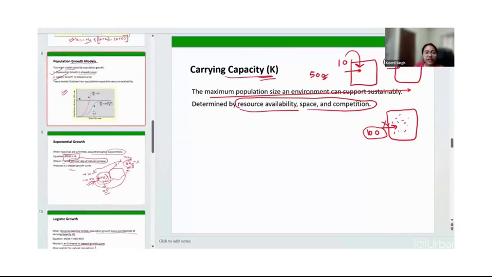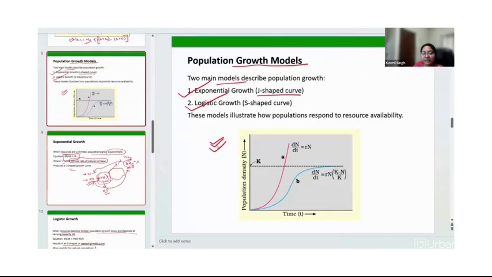Let's come back to this picture, this graph. This can be easily understood through this graph. See, the y-axis has population density. The x-axis has time, right? See, what will happen if we provide unlimited resources? This graph will grow exponentially. This is what exponential growth is, right? This J-shaped graph. You keep on providing unlimited resources, and the population will keep on growing.